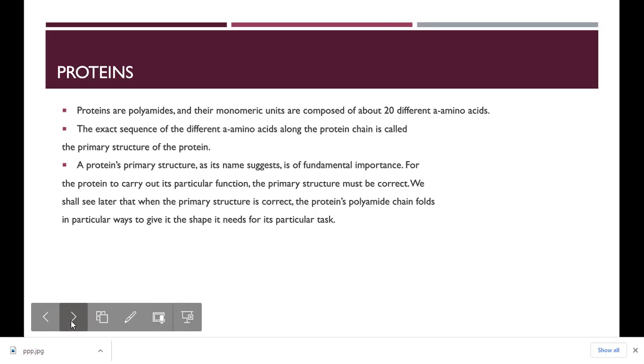We shall see later when the primary structure is correct, the protein polyamide chain folds in particular ways to give its shape, its need for its particular task. Means in proteins its primary structure is very important for the specific functions, at specific level, in DNA, in RNA.